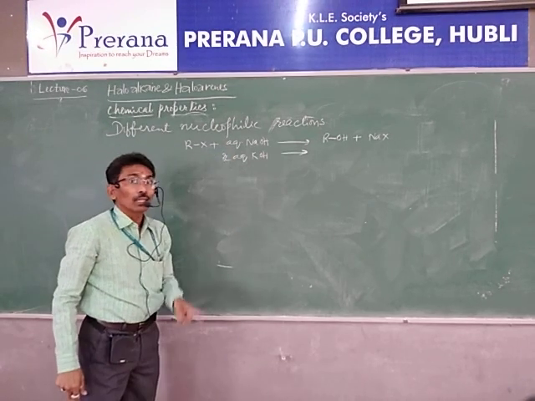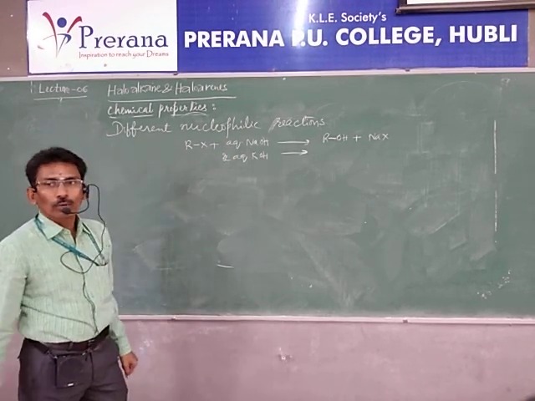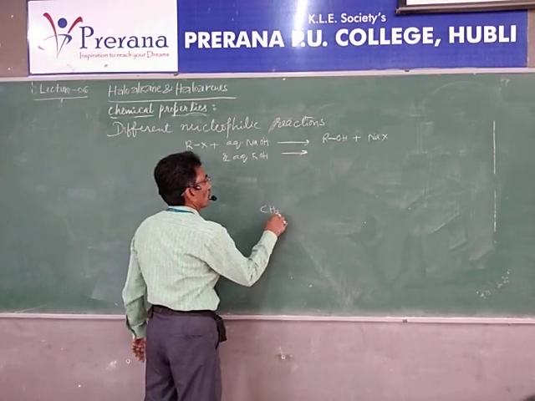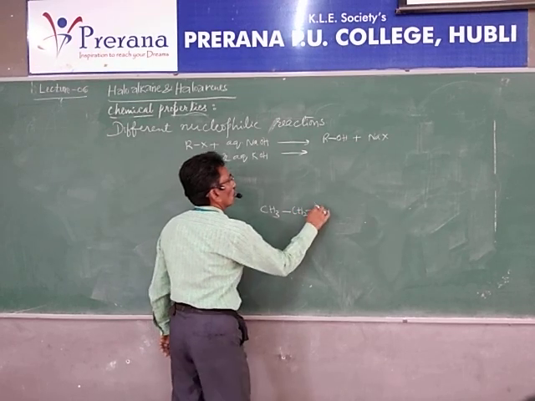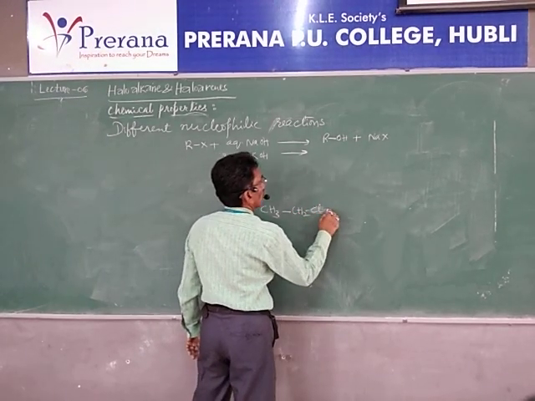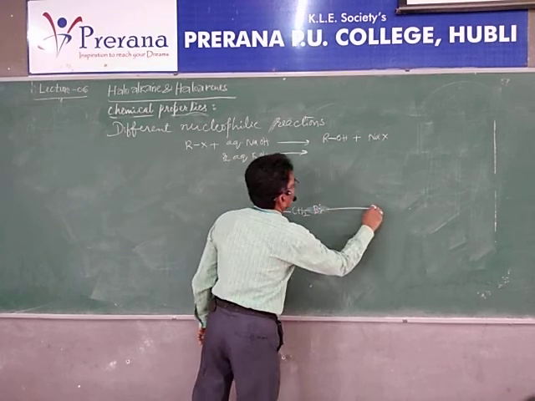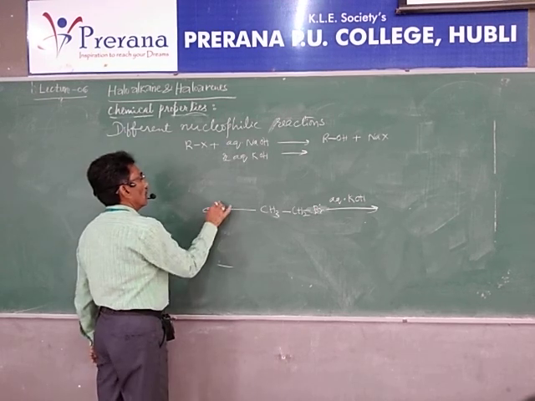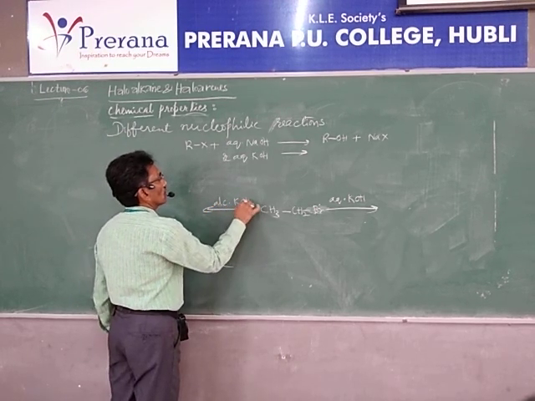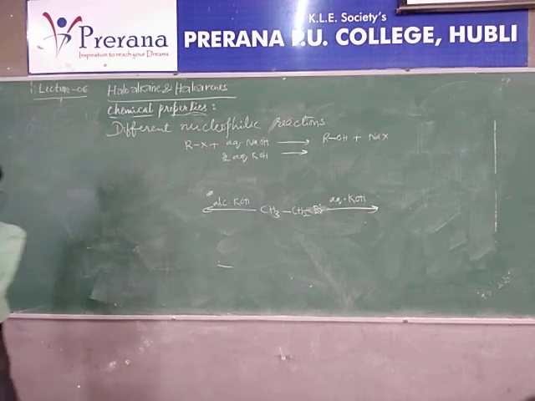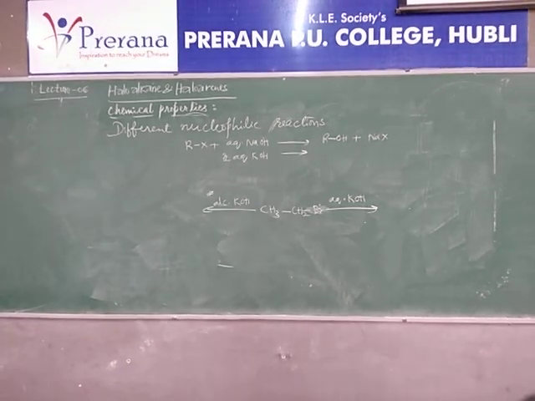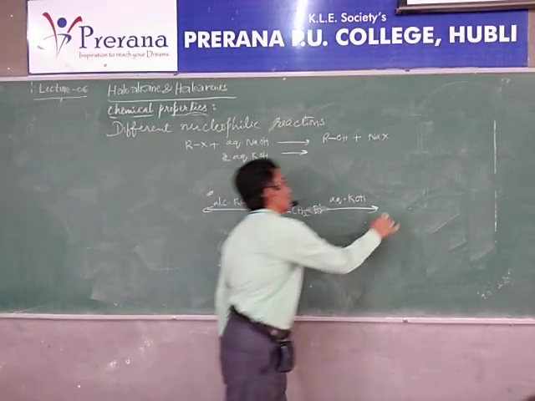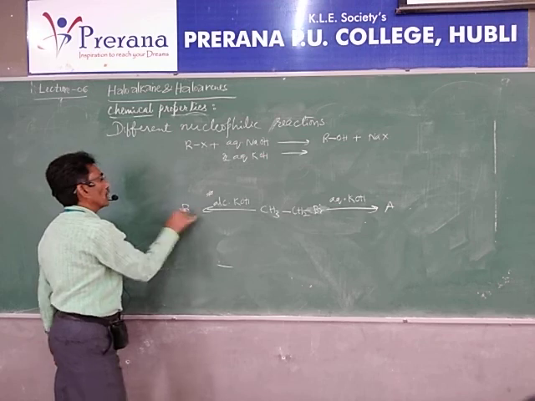Alkyl halides react with aqueous NaOH to give alcohol. So I am interested to give you CH3CH2Br, with aqueous KOH, with alcoholic KOH. This reaction I explained to you previously under elimination reactions. That part was over, and come to this one, compound A, compound B. What are compound A and B?